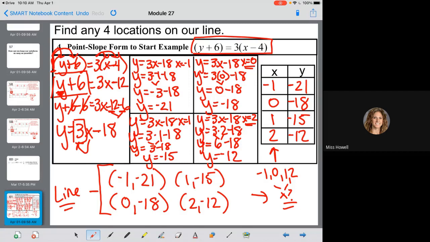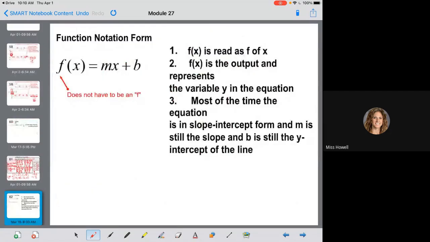All right, let's look at another one. All right, we're going to look at function notation. This one's a little bit goofy. This front side, f of x, is how you would read it. It doesn't have to be a letter f. It could be g of x or h of x or p of x, right? But usually, since it's describing a function, we use this letter f, but it just doesn't have to be.